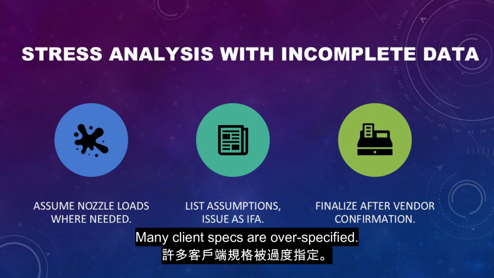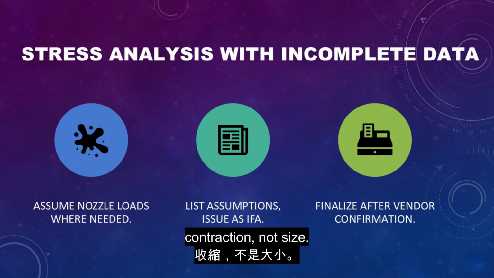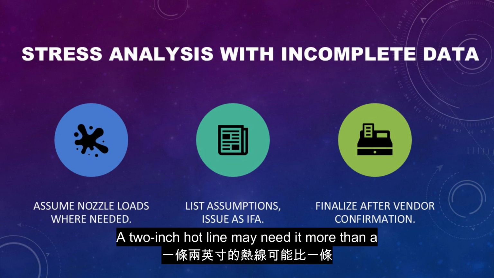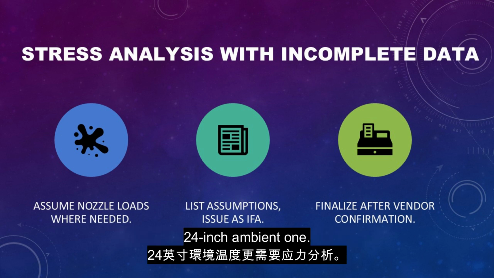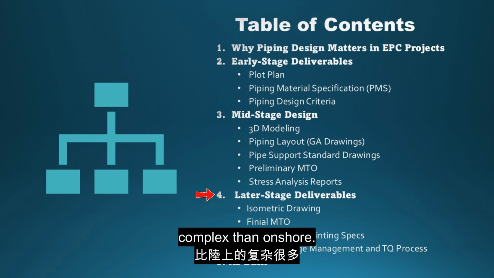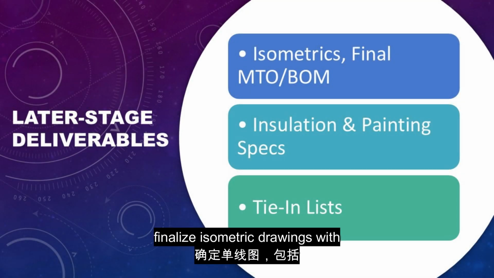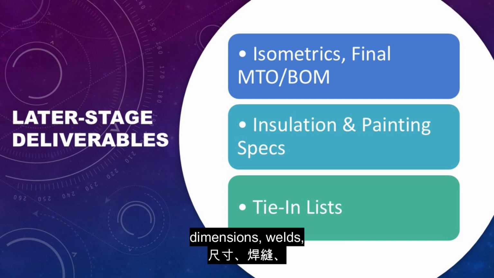Many client specs are overspecified. Pipe stress is about expansion and contraction, not size. A 2-inch hot line may need it more than a 24-inch ambient one. Offshore piping stress is also far more complex than onshore. Trust me on that. In the later stage of design, you'll finalize isometric drawings with dimensions, welds, and support details.